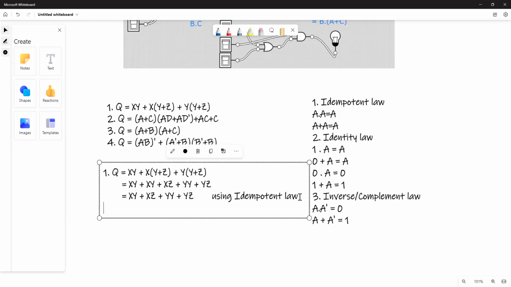Now that we have this, let's look at what we can do next. Actually, this one also, we can see we have Y dot Y. This is also simplified to Y. So we can have a single Y here, right? So I did two things: X dot Y, XY plus XY, and Y dot Y also Y.